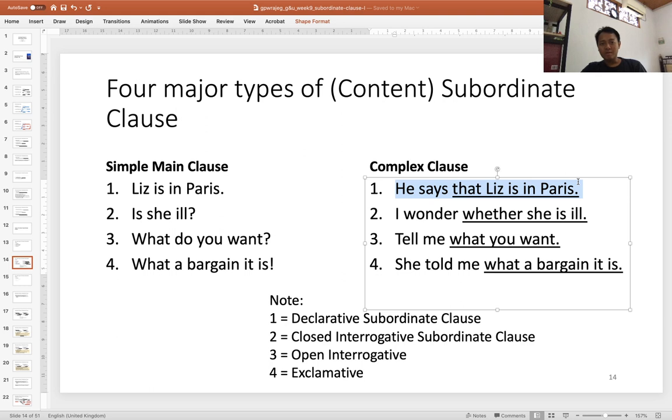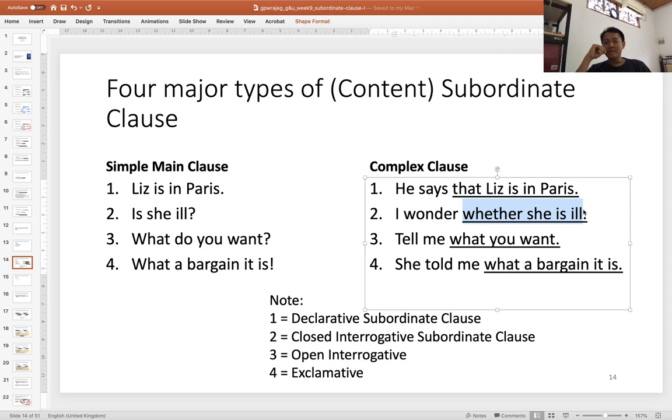And we have a closed interrogative subordinate clause. Like, is she ill? That's a closed question, yes or no. You can embed that into a complex clause as a subordinate clause, such as this one. You need the marker whether or if. We will see that shortly. So: I wonder whether she is ill.